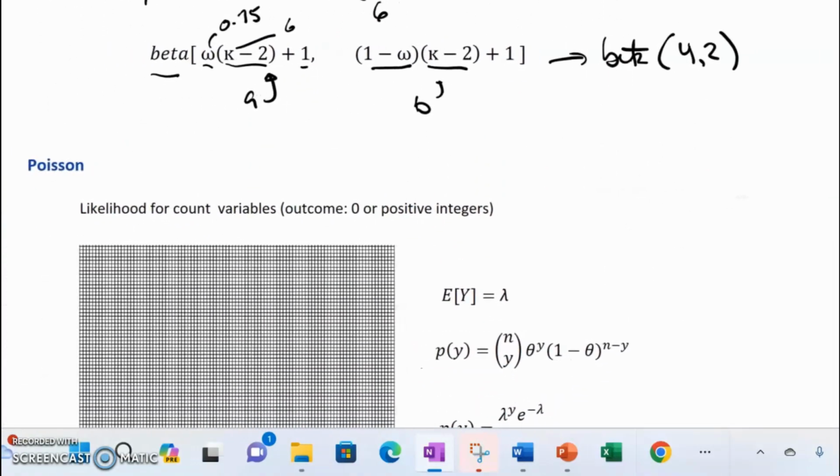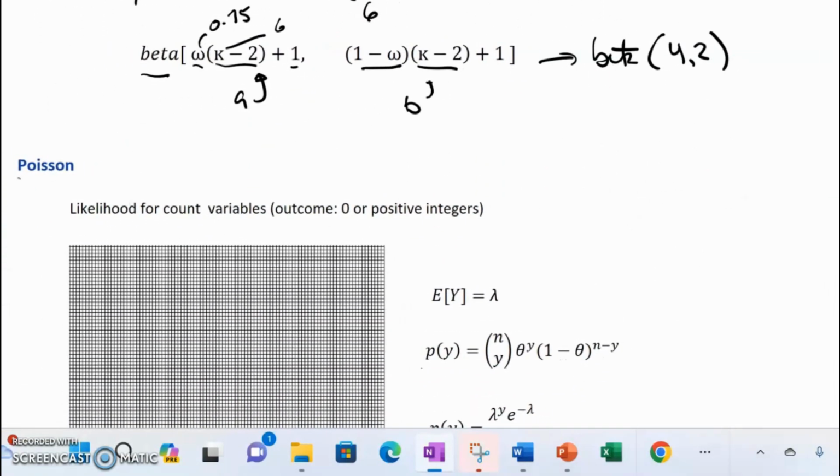And the next distribution is going to be the Poisson distribution. The Poisson distribution is going to be the likelihood that we're going to use when we've got count variables. In other words, the outcome is going to be either 0 or a positive integer. And as it turns out, the Poisson can be derived from the binomial. So I'm going to try to explain that.